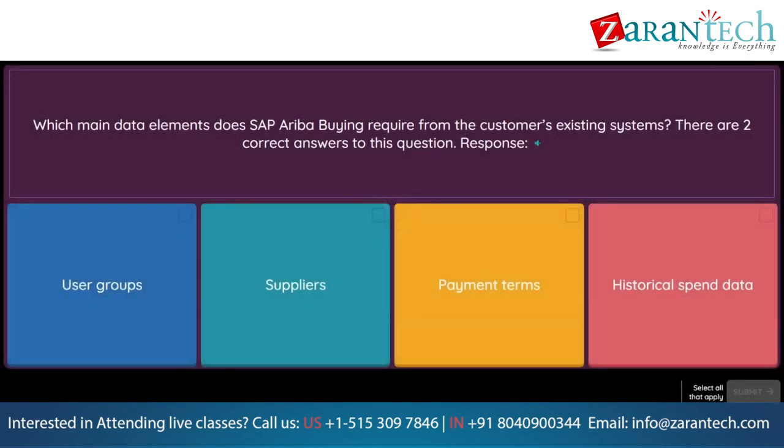Question: Which main data elements does SAP Ariba buying require from the customer's existing systems? There are two correct answers to this question. Response: Option 1: user groups. Option 2: suppliers. Option 3: payment terms. Option 4: historical spend data.